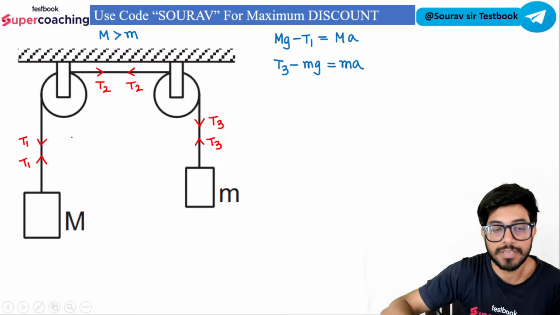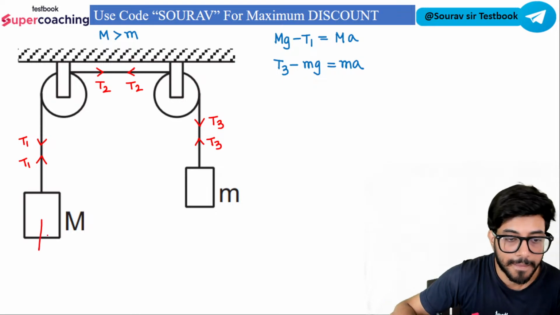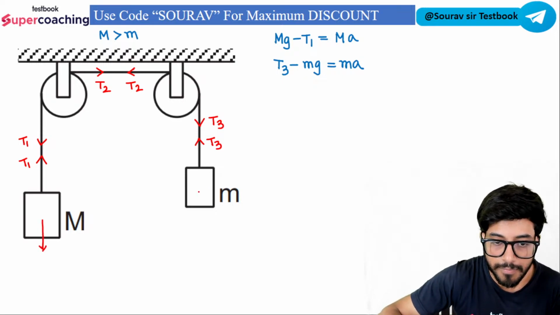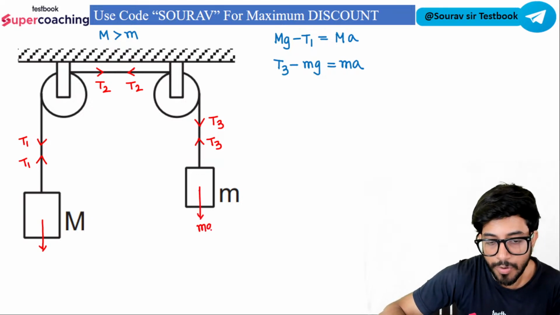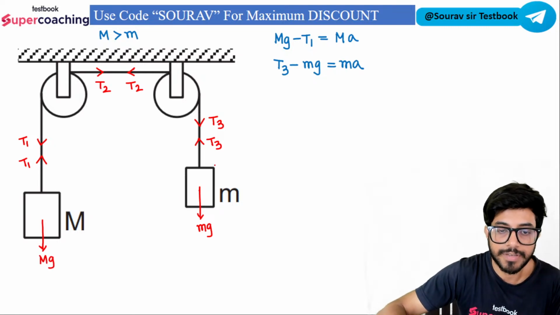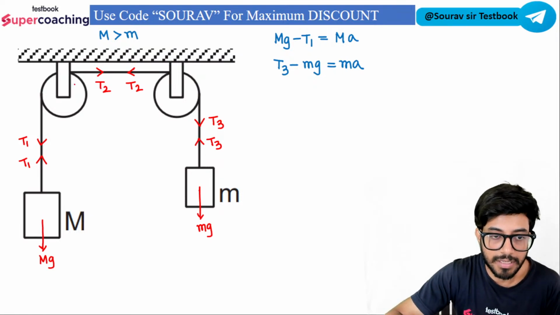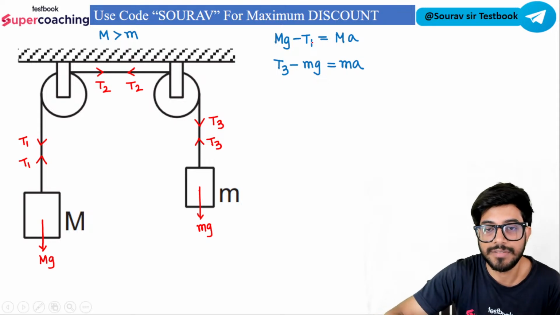This is small mg, this is capital MG. This one is going down, this one is going up. So is T3 greater or MG greater? Of course T3 is greater, so T3 minus mg is ma. This one is coming down, so of course MG is greater than T1, so MG minus T1 is MA.